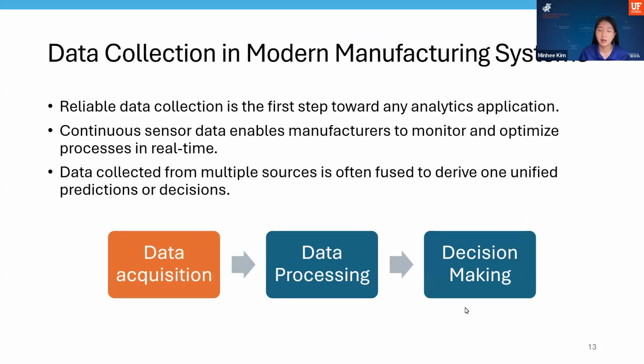So there are three main steps in terms of data-driven decision making. We have to acquire the data, we have to process this data, and make the decisions. So you can see without reliable data collection, we cannot proceed to further data analytics or data-driven decision making. So collecting high quality, multiple heterogeneous data sources, that's like the foundation of AI enabler.